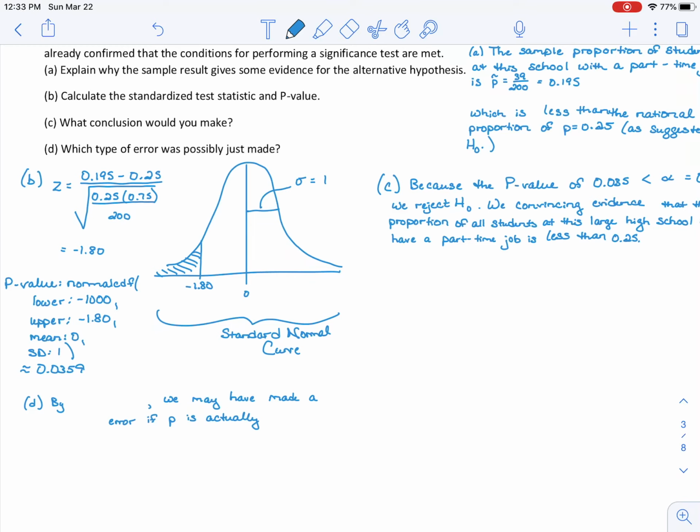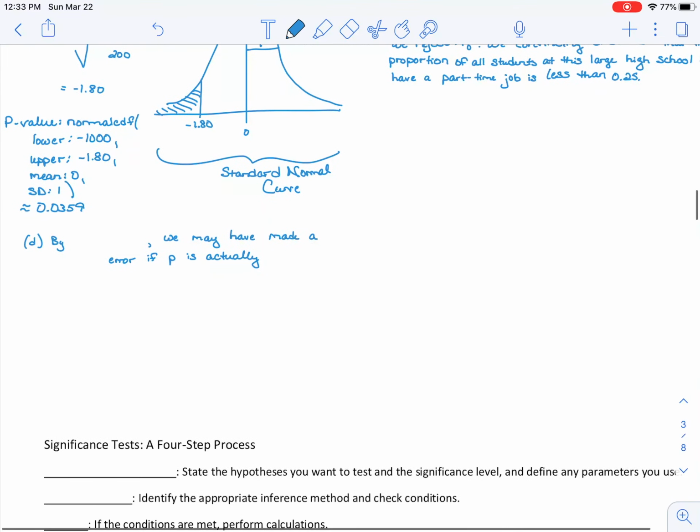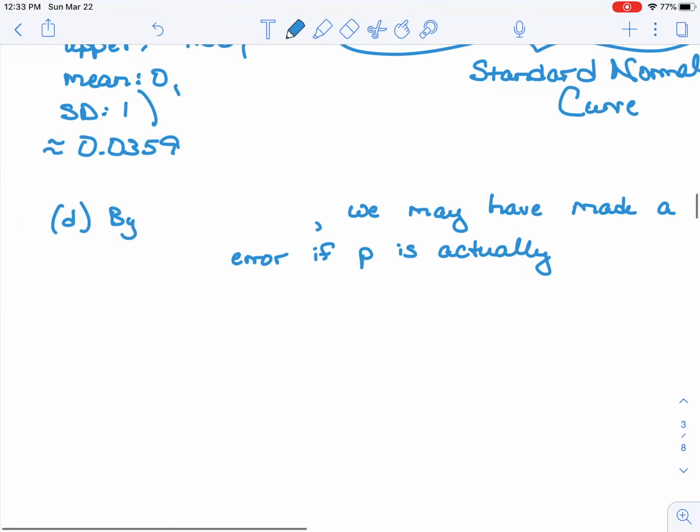Every time you do a hypothesis test, you run the risk of an error because you don't actually know what p is. If the decision you have made is to reject the null, the only type of error you could make is a type 1 error. A type 1 error occurs by rejecting the null hypothesis. That's the reason it's a type 1 error. We may have made a type 1 error.